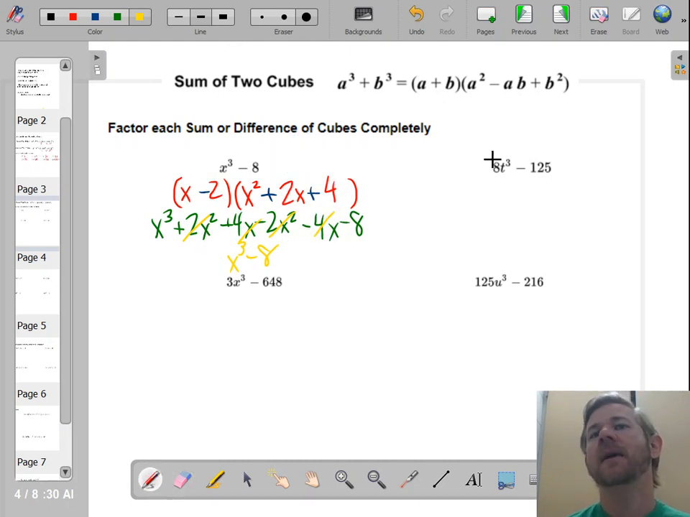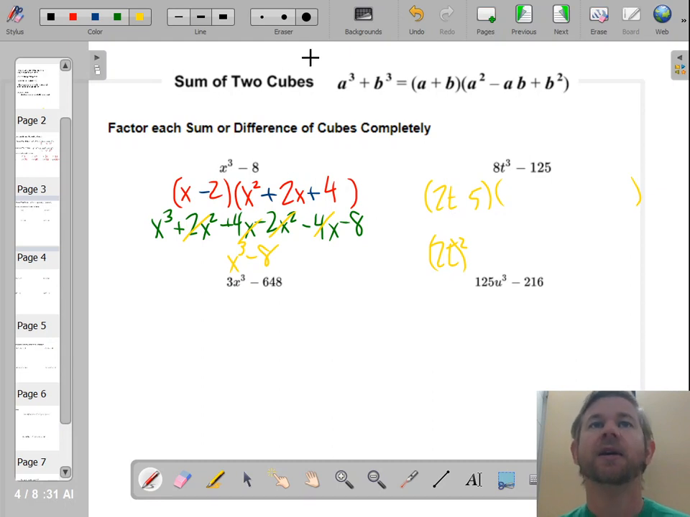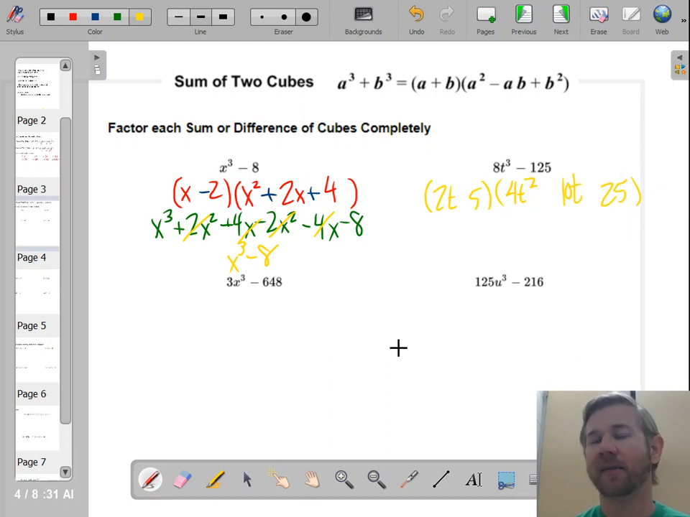Let's do a couple more. 8 and 125 are both perfect cubes. So the first thing, you take the cube root of 8t cubed, that's 2t. And the cube root of 125 is 5. Now for a squared, you've got to be careful. That's not 2 times t squared, it's 2t, quantity squared. 2t times itself, 2t times 2t, is 4t squared. That's probably the most common mistake people make. A times b is their product, so 2t times 5 is 10t, and b squared is 25. Now I go back and put my signs in, same, opposite, always positive, and we're done.